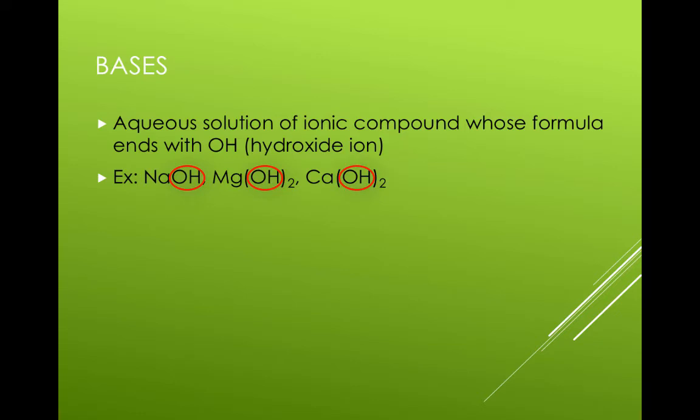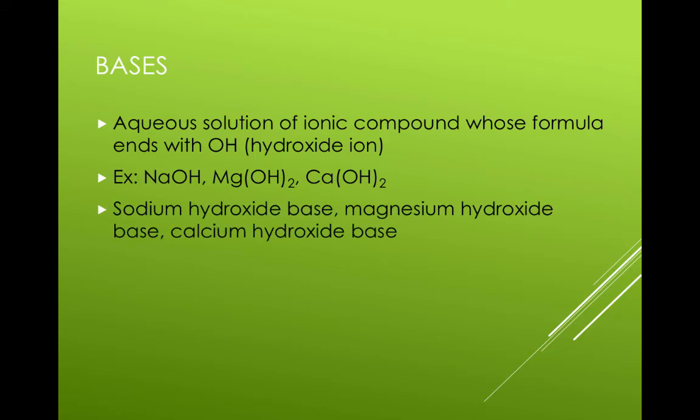These are ionic compounds. They start with the metal, and they end with the hydroxide ion, OH. So as dry chemicals, these are also crystalline solids. However, when you mix these solids with water, they become bases with qualities that we stated earlier. Their names, however, do not change. Rather, we just add the word base to the end. So these are sodium hydroxide base, magnesium hydroxide base, and calcium hydroxide base.